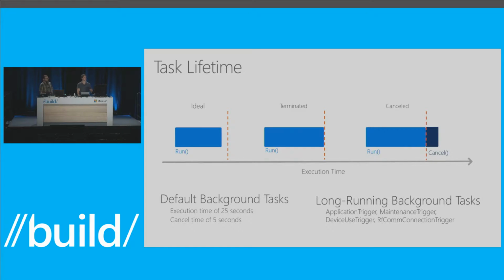There's also a set of long-running background tasks. So application trigger and maintenance trigger, for example, can run up to 10 minutes. There are other ones that could actually run for an indefinite amount of time based off of a set of connections that they have. So device use trigger and RFCOMM connection trigger. If they're maintaining a connection to a peripheral or sensor device, then those could actually run indefinitely as long as that connection is maintained.